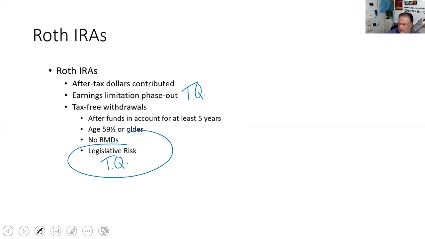Tax-free withdrawals. Wow, that is awesome. That is so sweet. That's after the funds have been in there at least 5 years. And then, test question, there are no required minimum distributions. That's kind of cool. That's sweet.